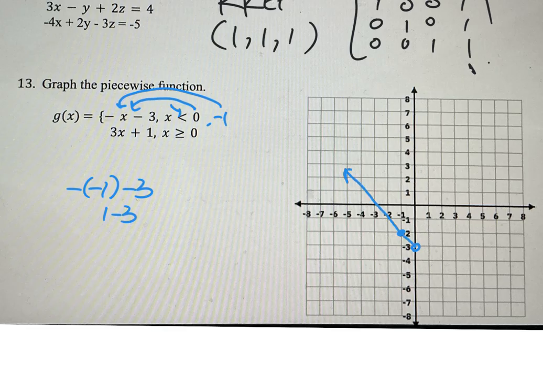There's that one. Then I'm going to do the bottom one. Plug a 0 in down there. 3 times 0 is 0, plus 1 is 1, so I get 0, 1, a filled-in circle this time. Now, this says greater than 0, so the next number greater than 0 is 1. I'm going to plug 1 in there. I would get 3 times 1 plus 1, that's 4. So I plugged in 1, I got 4, way up there. So I'm going to connect those dots. And there's your piecewise graph, guys.